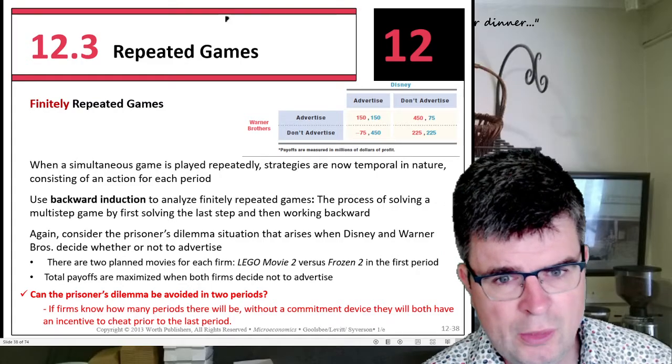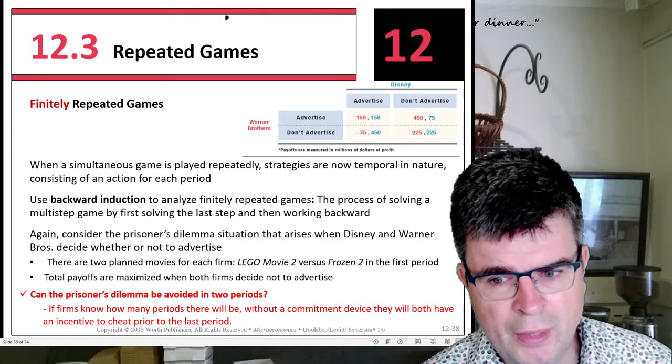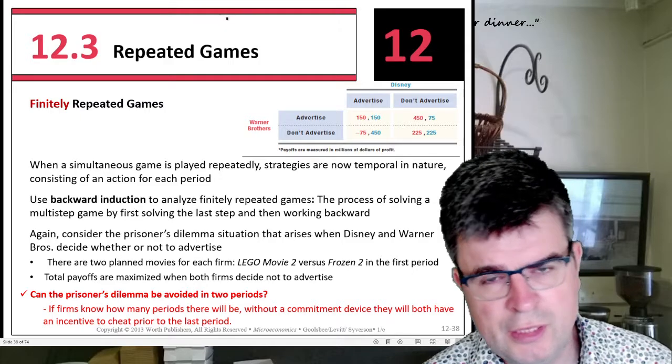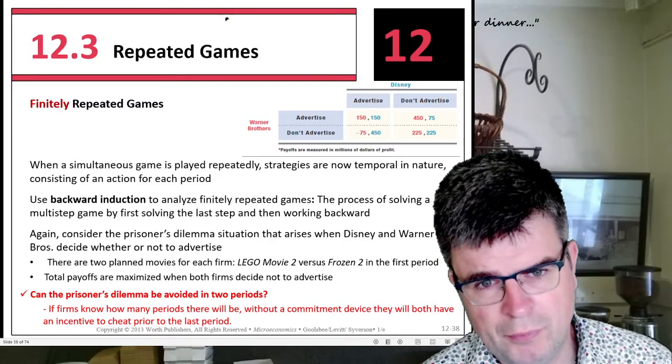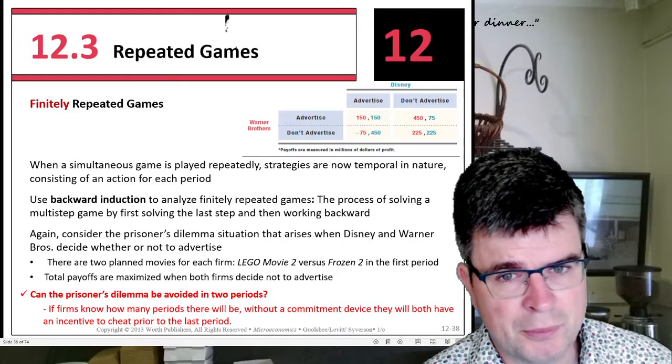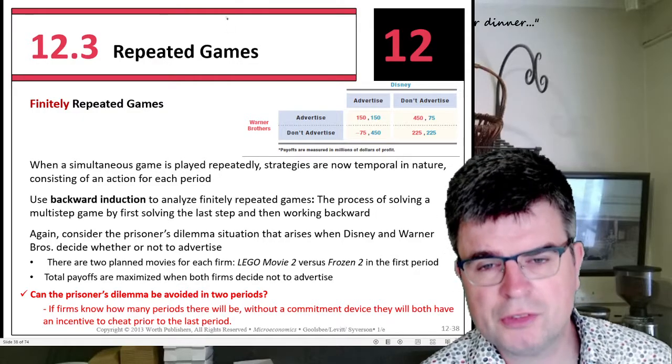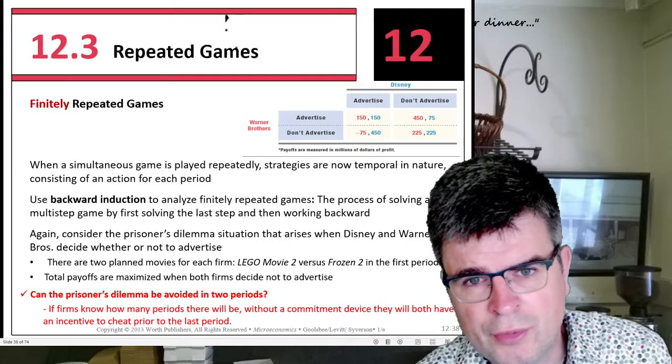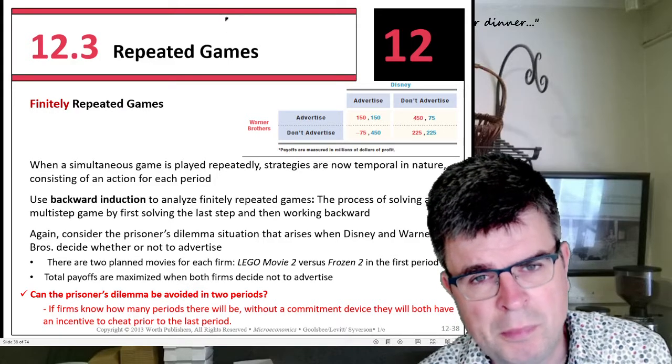So without any commitment device, they both will have an incentive to cheat prior to the final period. And both firms will advertise in period 1 as well. So the prisoner's dilemma cannot be avoided in a finitely repeated game.